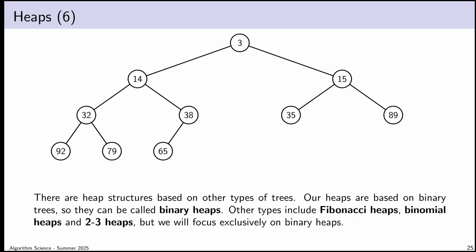So we're only going to worry about binary heaps, but if you're interested, other types of heaps include Fibonacci heaps, which obviously sound really cool and mysterious, binomial heaps, which compared to Fibonacci heaps sound pretty dry and boring, and whatever a 2-3 heap is. We will actually talk about a 2-3 tree shortly, but we won't worry too much about 2-3 heaps. So we're going to only talk about binary heaps.